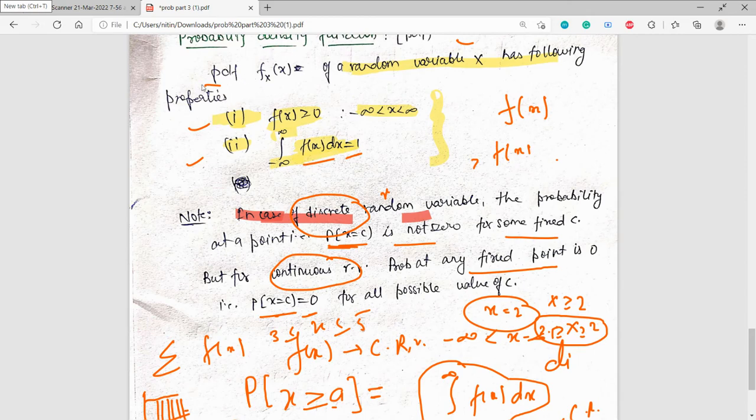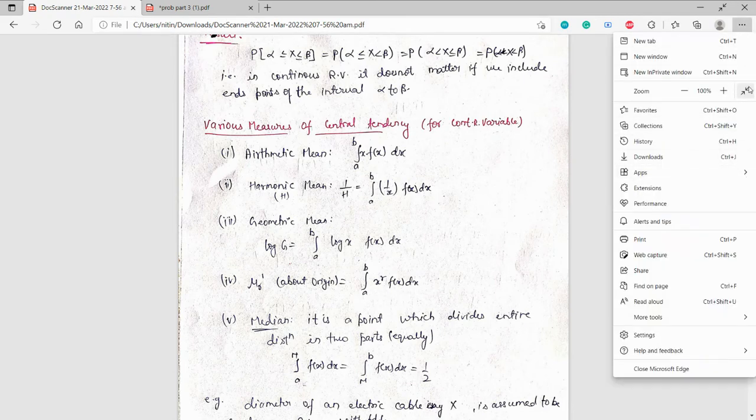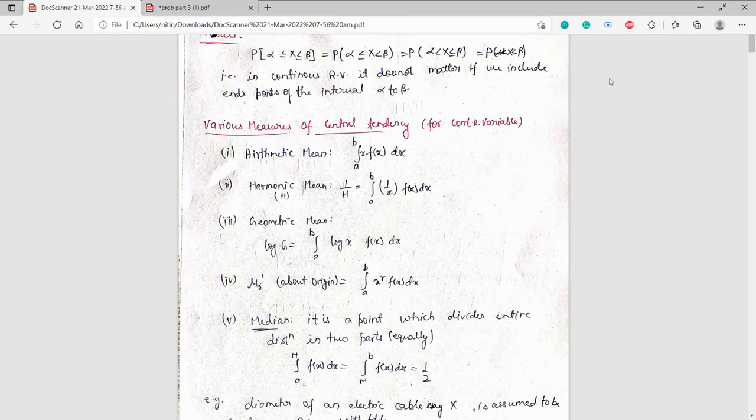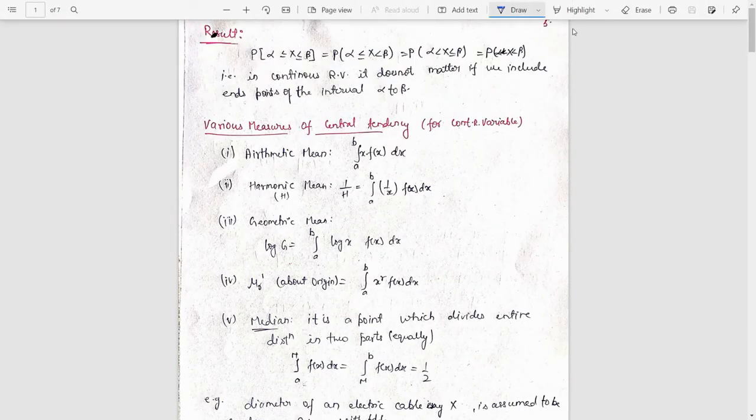Yeah, definitely. I will give the example, so the concept is clear. Okay, so if you don't have any questions, then let's move to the next part.